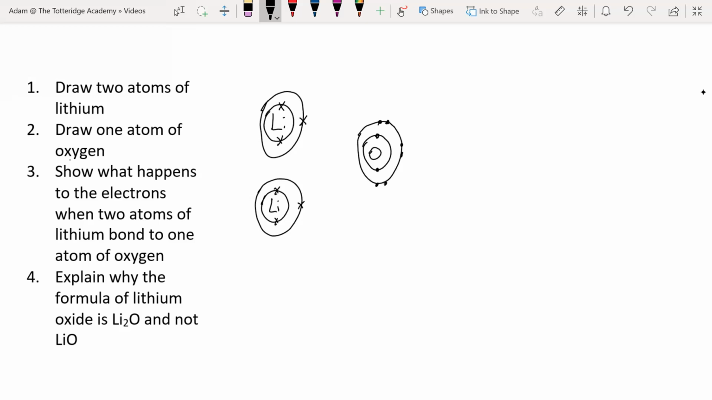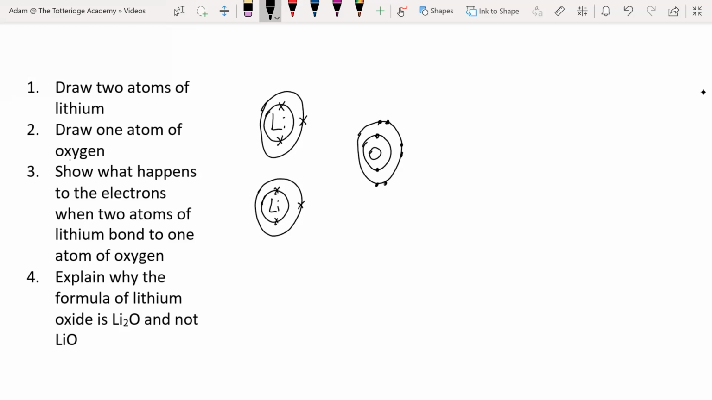The question says to show what happens to the electrons when 2 atoms of lithium bond to 1 atom of oxygen. So I can see that oxygen has 6 electrons in the outer shell. How many electrons does it need in the outer shell? Call out your answer on 3. How many electrons does it need in the outer shell? 1, 2, 3. I'm hoping you said 8.